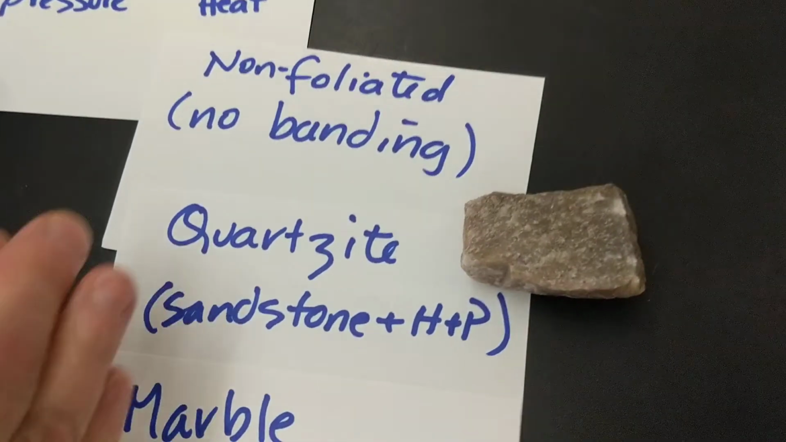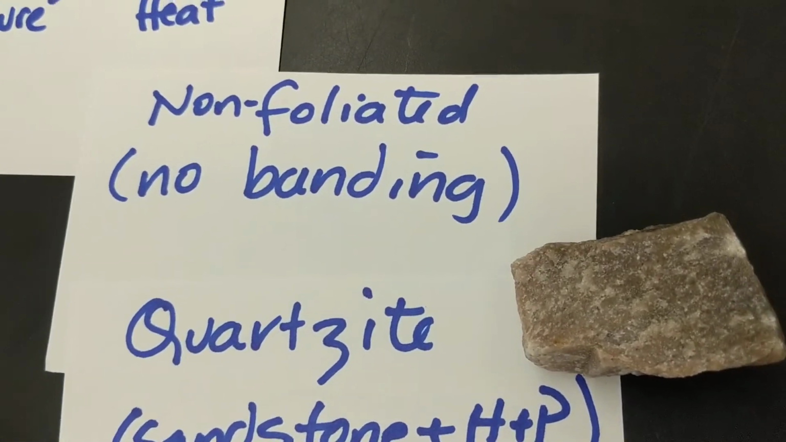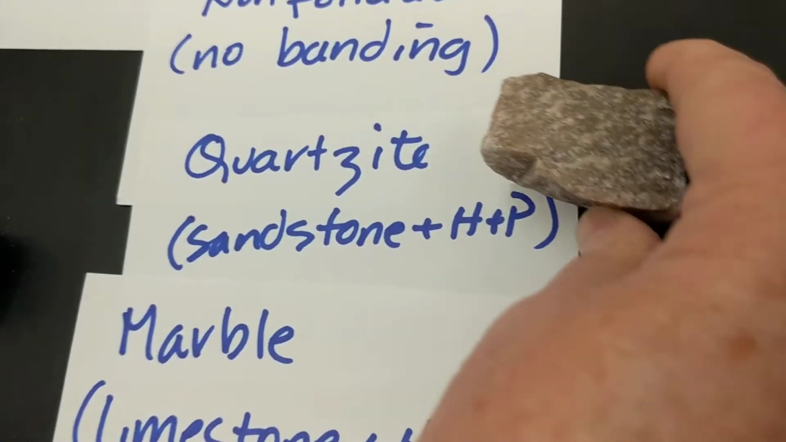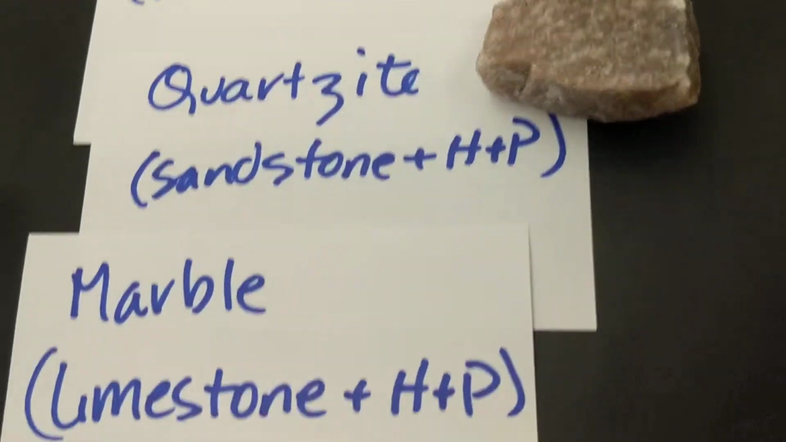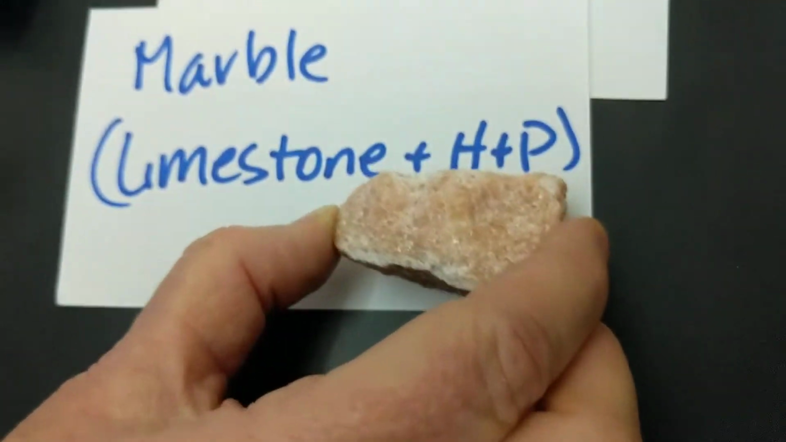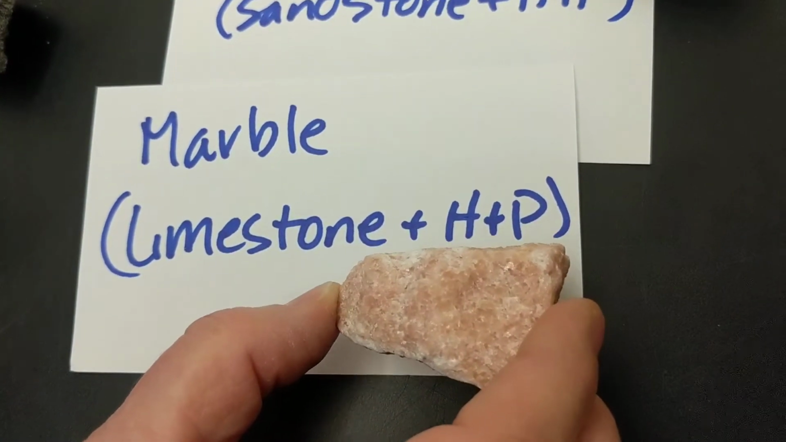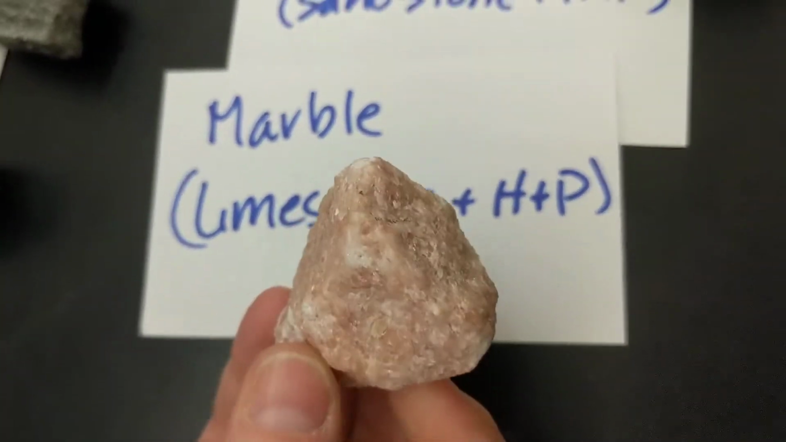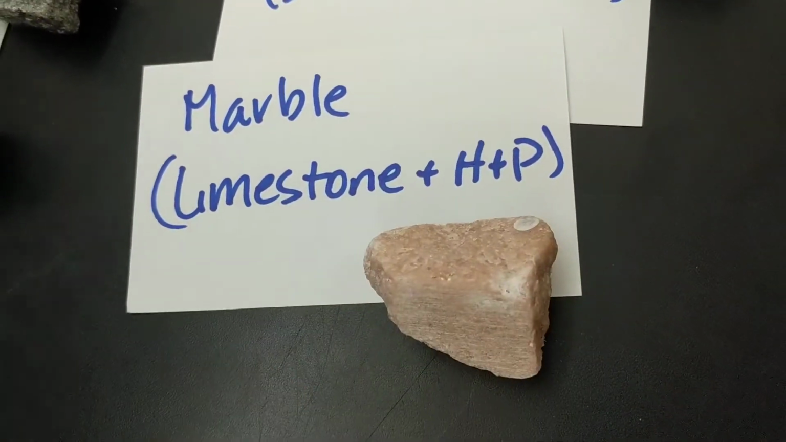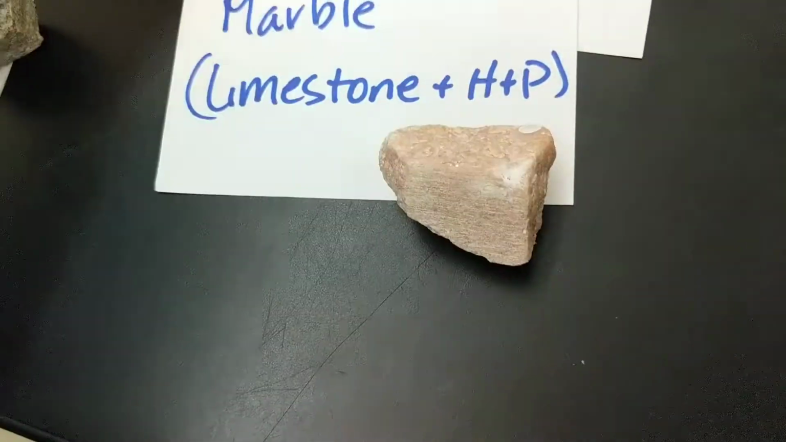And schist under heat and pressure, you're going to get some really, really nice rocks called gneiss. In our non-foliated, or no banding, metamorphic rocks, we've got sandstone under heat and pressure, which will give us quartzite. Marble comes from limestone. Under heat and pressure, limestone gives us marble. You do not want to put a marble statue in acid rain. It will chemically weather. Why? It has got calcite in it.